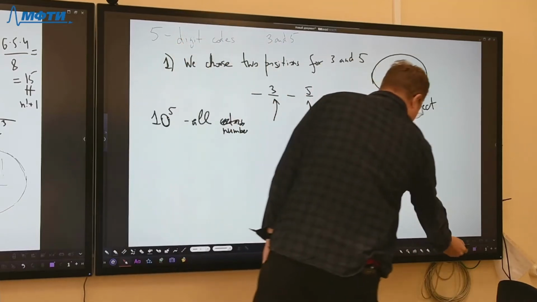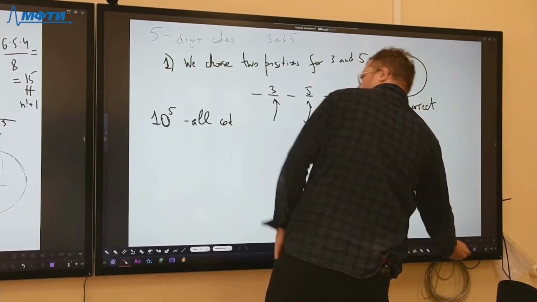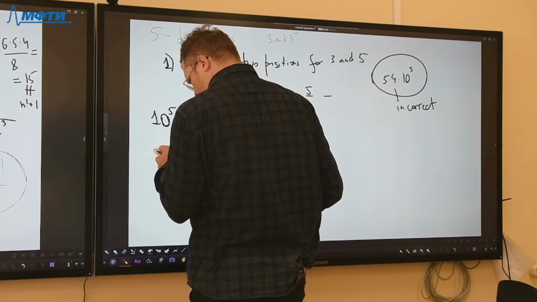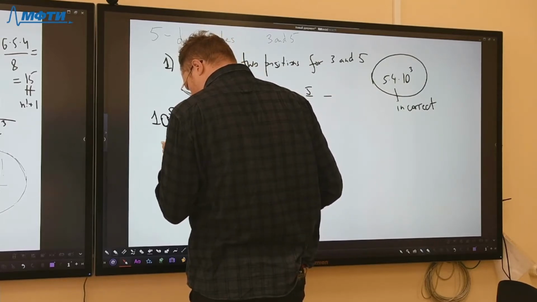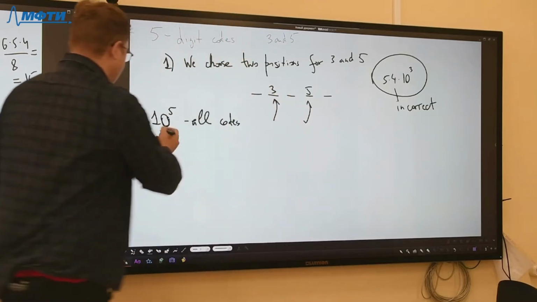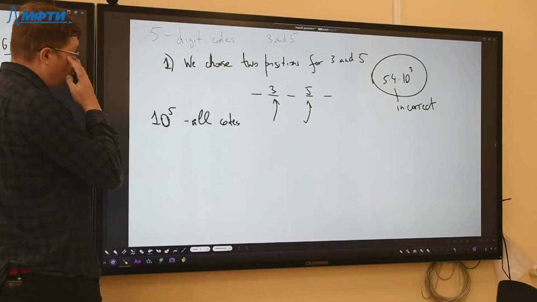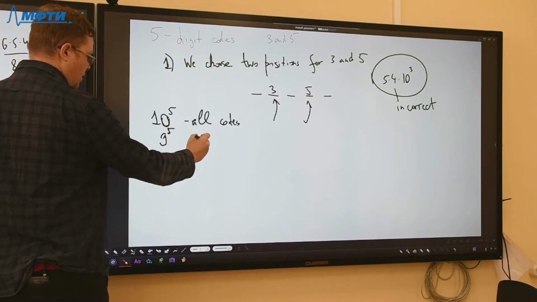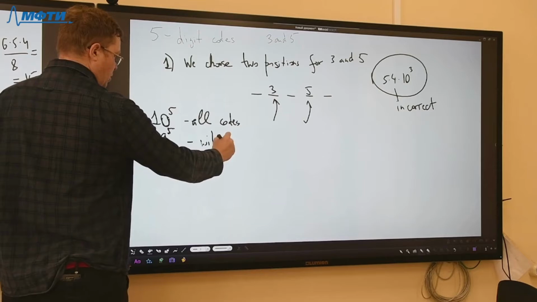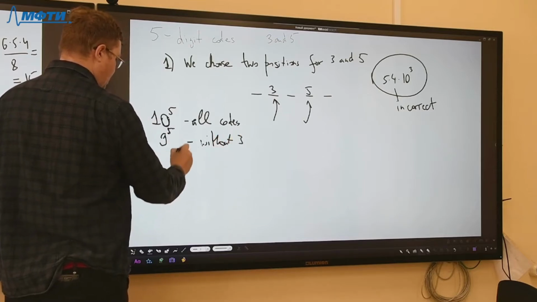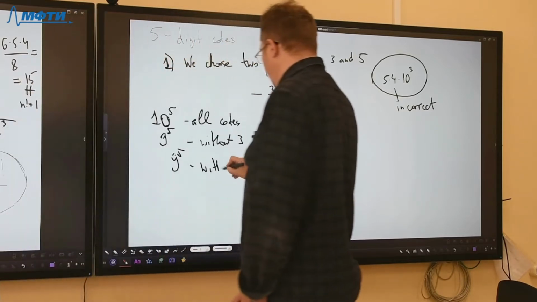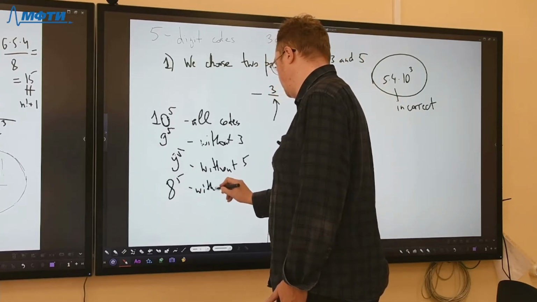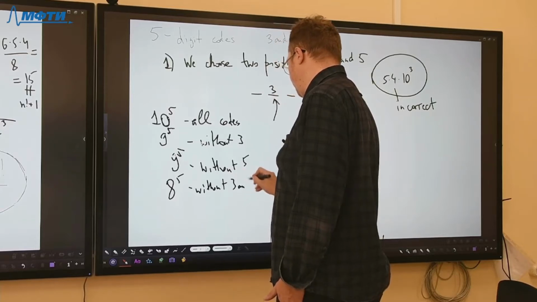Okay, let's write codes. And then, for example, if you forget about 3, then you have 9 to the power 5 codes without 3. You have 9 to the power 5 without 5, and 8 to the power 5 without 3 and 5.